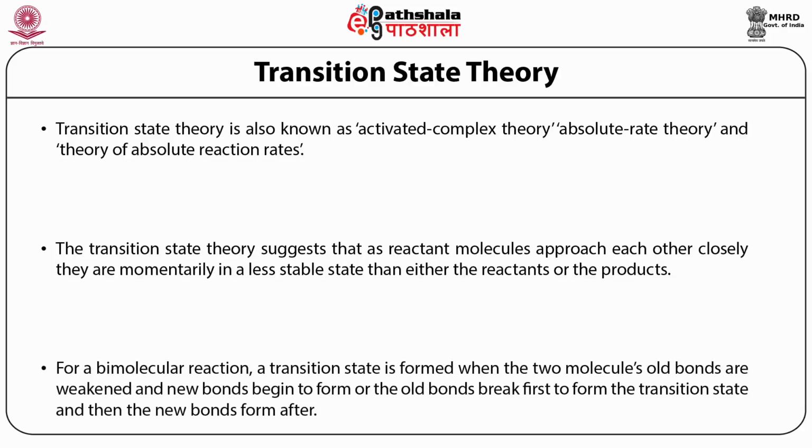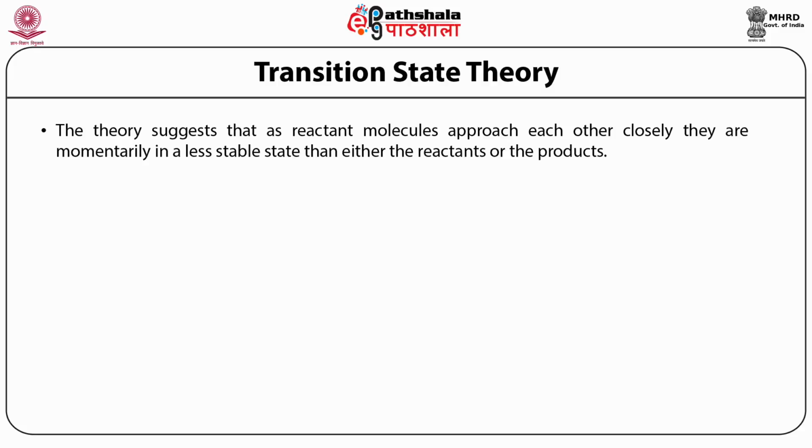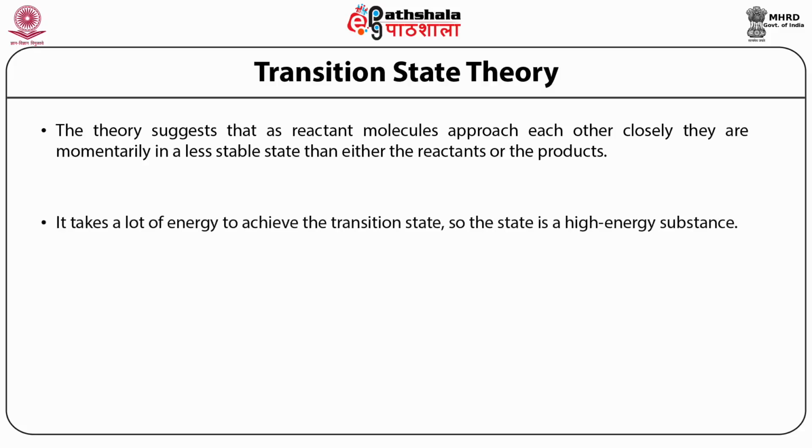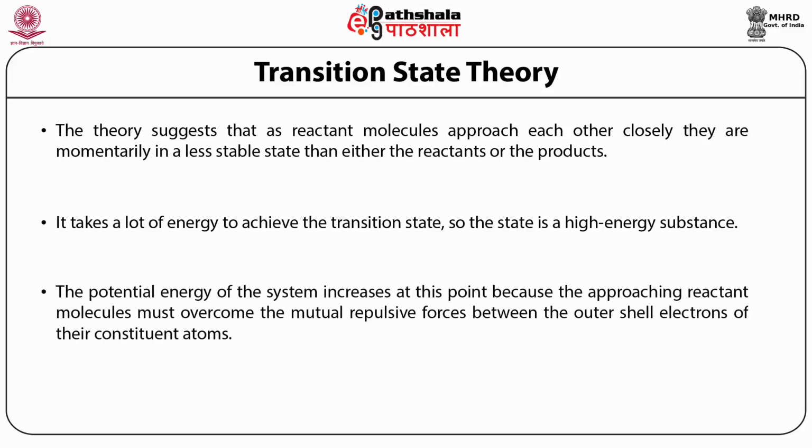For a bimolecular reaction, a transition state is formed when two molecules' old bonds are weakened and new bonds are begun. The new bonds begin to form while old bonds are broken down. It leads to a different type of binding pattern in the substrate, and that leads to the transition state, which has the highest energy. The potential energy of the system increases at this point because approaching reactant molecules must overcome the mutual repulsive forces between outer shell electrons of their atoms. So atoms must be separated from each other as the bonds are broken.